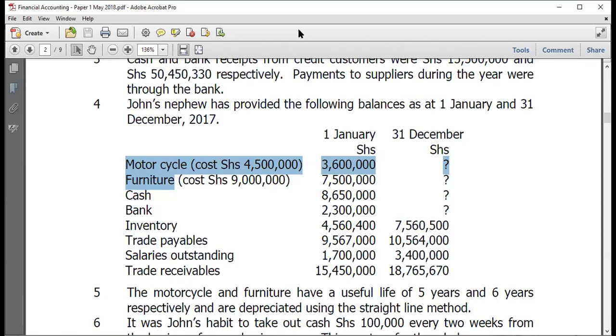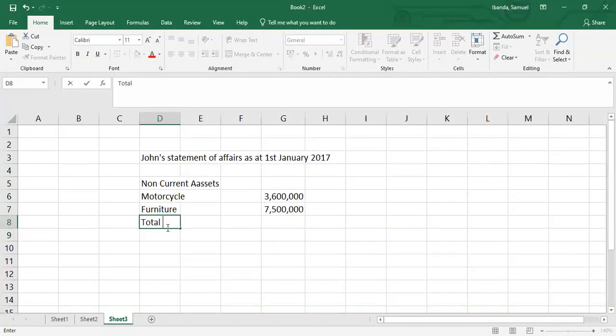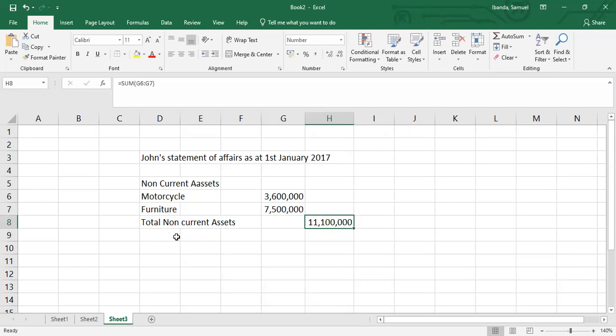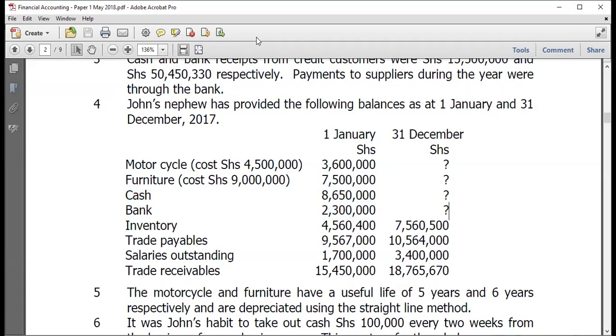I'll move to the current assets. So total non-current asset. Just add that up, have that. Then I'll move to my current assets. My current assets, I have cash and bank. I have cash and bank.